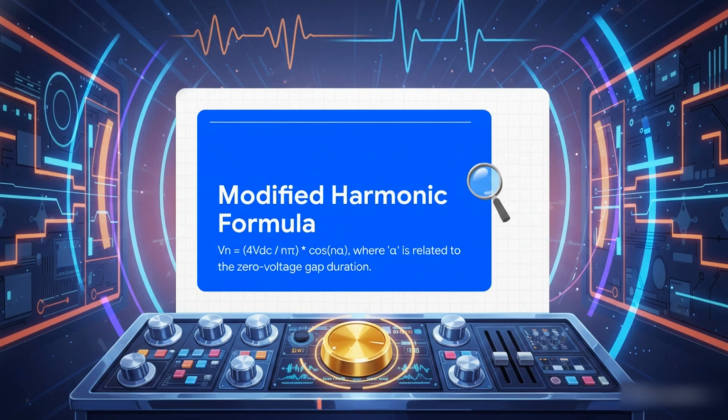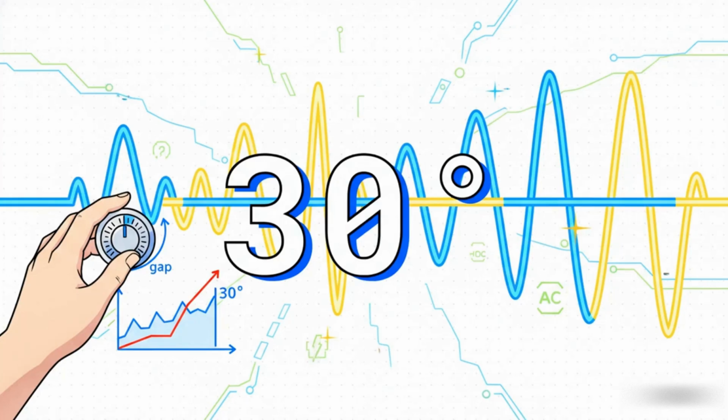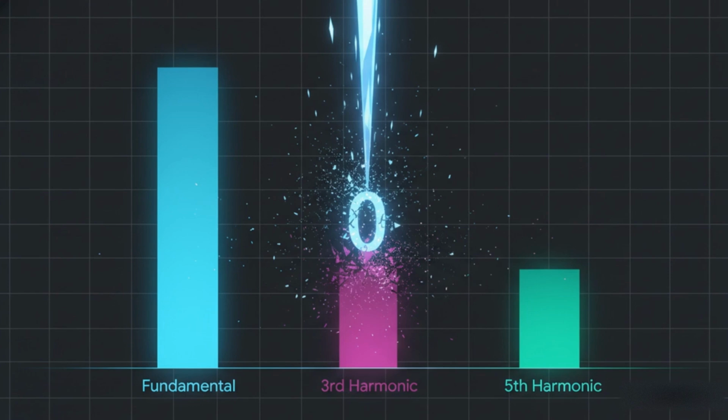This new term is like adding a brand new, powerful control knob to our machine. So let's see what happens when we start turning that new knob. Let's say we very carefully time our zero voltage gap so that this angle alpha works out to be exactly 30 degrees. And here is where the magic happens.